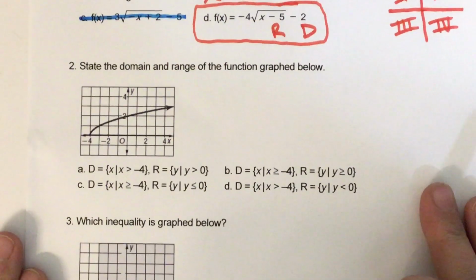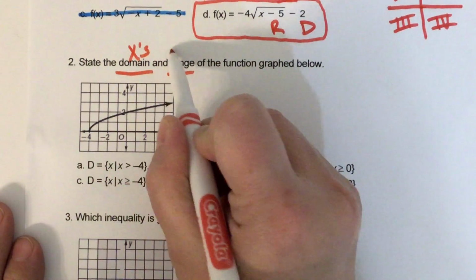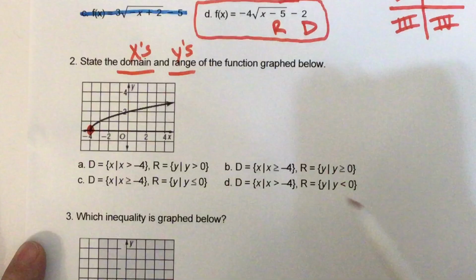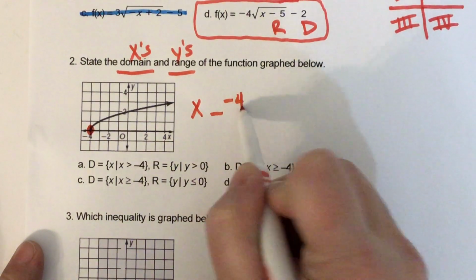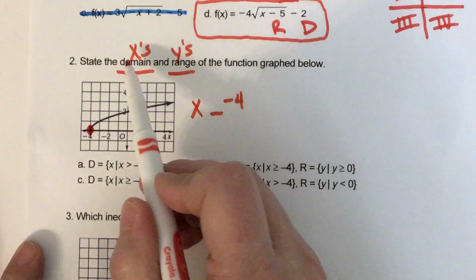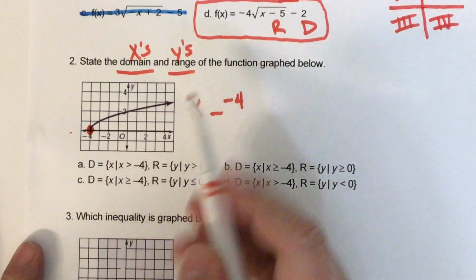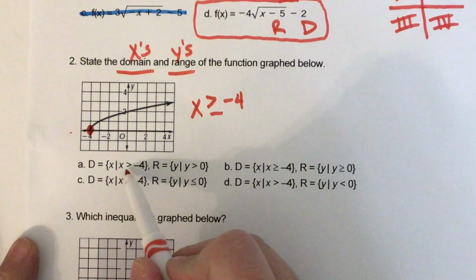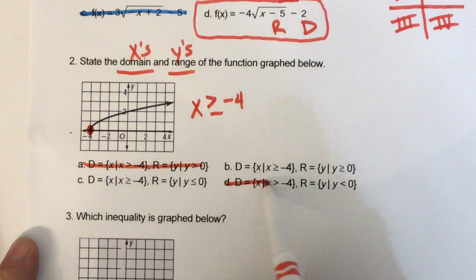Okay, number 2. We are stating the domain and the range. So domain are x's, range are y's. All right, so right here, our x value is -4. And then the graph goes to the right. So whenever you're doing domain and you're working with x's, you can only think left and right. So since the graph goes to the right, the x's get greater. Okay, do you see anything that does not say that? Well, D and A don't have the equals, and it does equal that -4 there, so I know it's not going to be those guys.